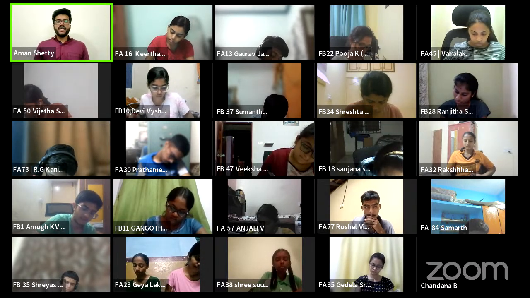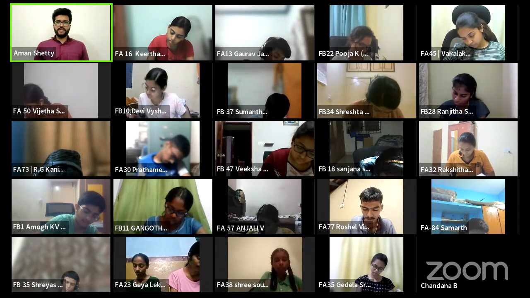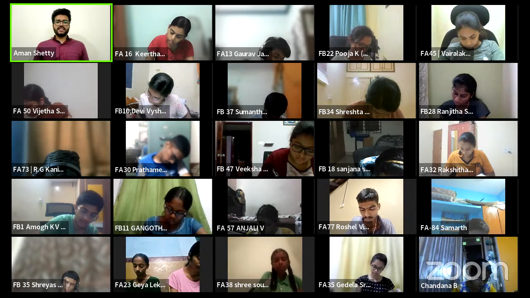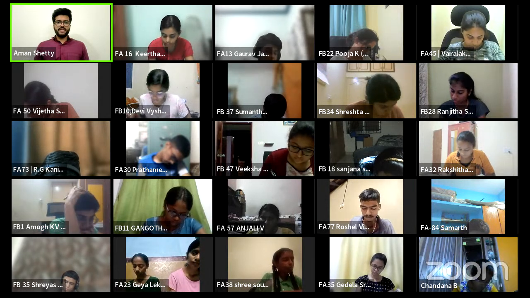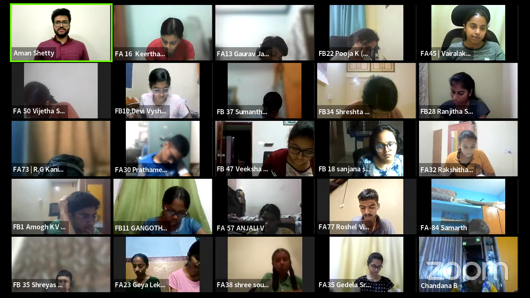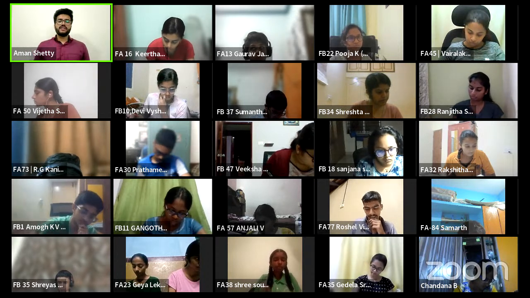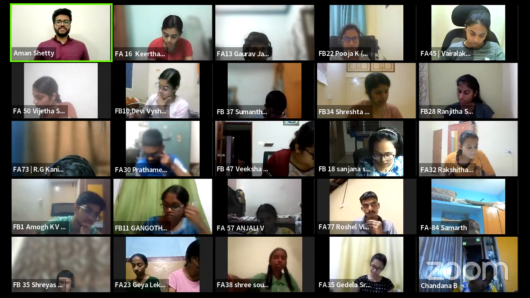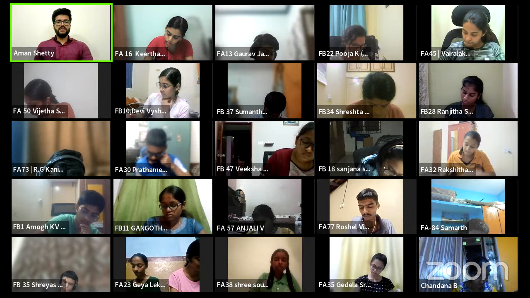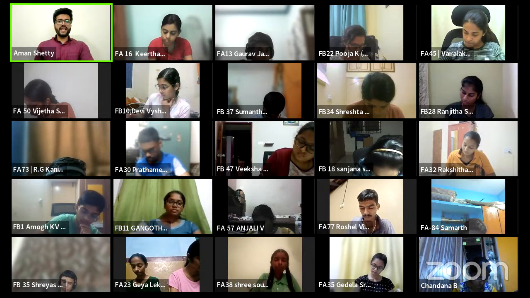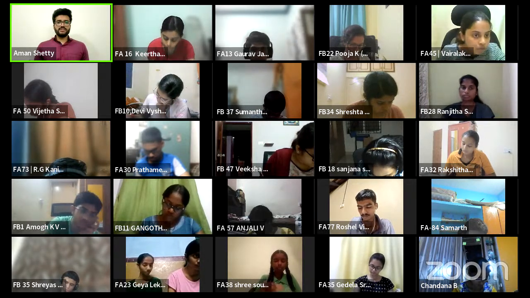Left hand side, returned before 29th February 2020, rupees 1,60,000. Right hand side, no information available, no intimation received, rupees 1,60,000.